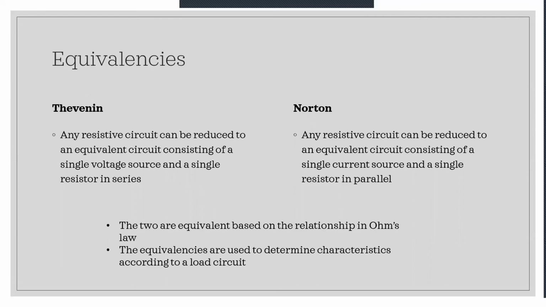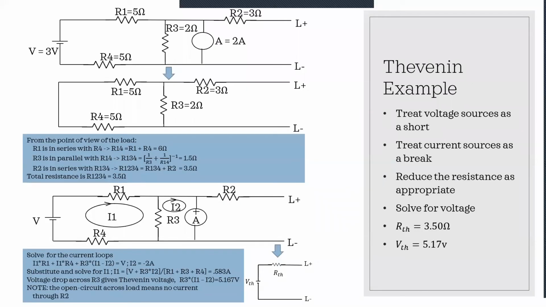And I think it's best to understand this concept through example. So let's do one. So let's do the Thevenin example. The first step to getting a Thevenin circuit is to treat each voltage source as a short, or just a wire with no components, and each current source as a break or a gap in the wire, so no current can flow through it. And now we're going to solve for the equivalent resistance from the point of view of the load. In our case, this is going to be L plus and L minus. We determine that the total resistance the load will see is 3.5 ohms.